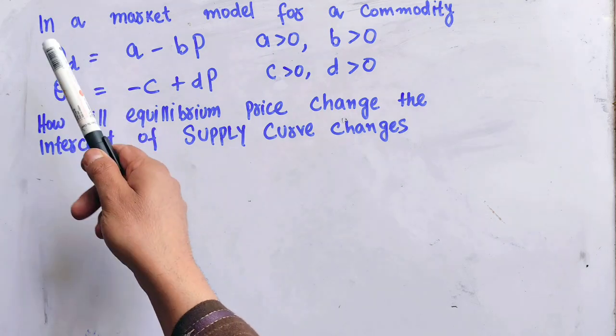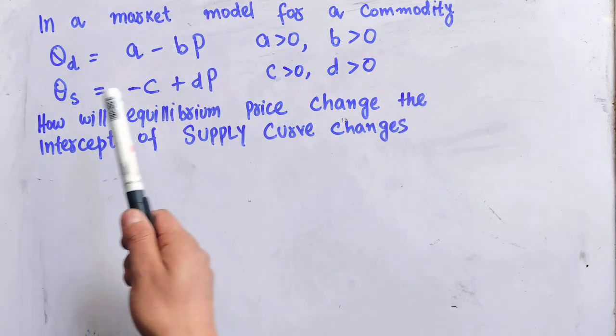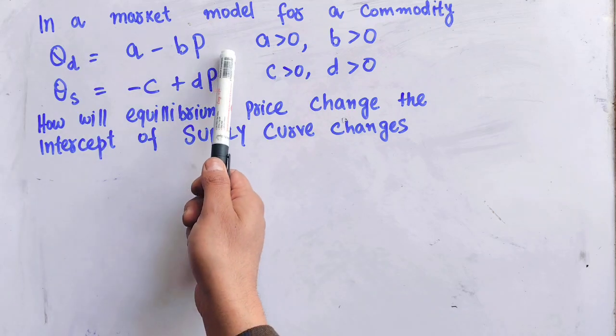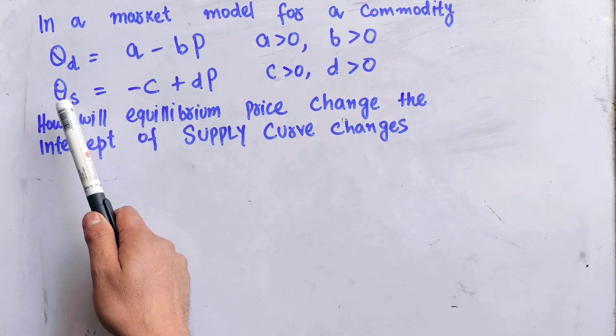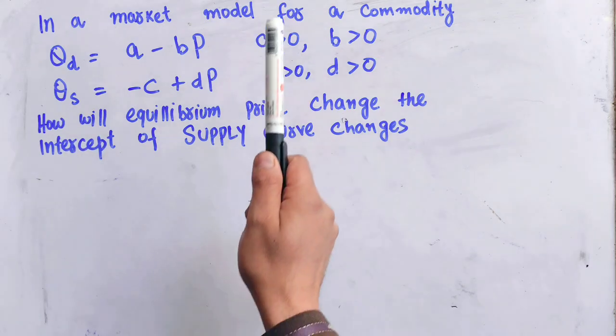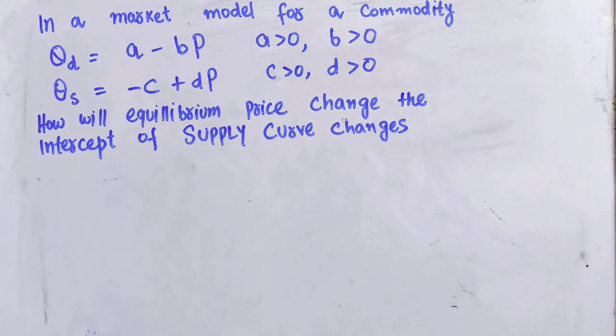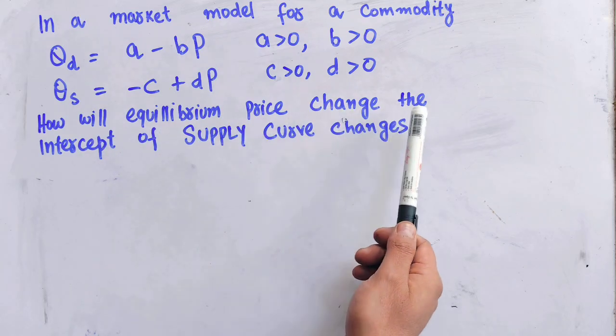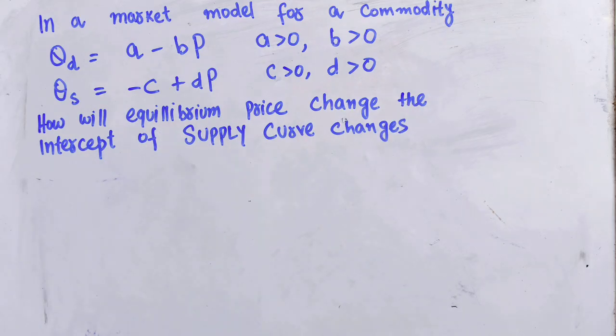How does the equilibrium price change when there is a change in the intercept of the supply curve? The question is, in a market model for a commodity, quantity demanded is equal to A minus BP, where P denotes the price. Quantity supplied, QS, is equal to minus C plus DP. A, B, C, D are all greater than 0. We need to find out how the equilibrium price will change when the intercept of the supply curve changes.